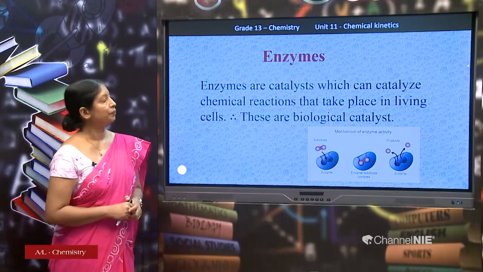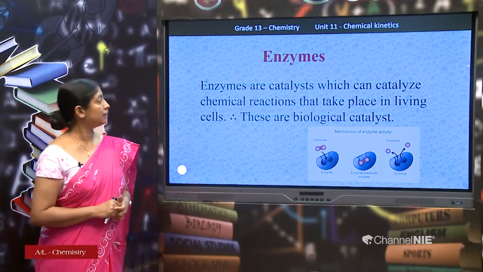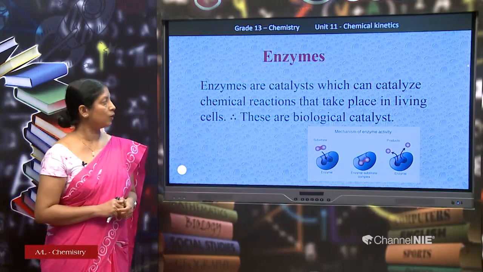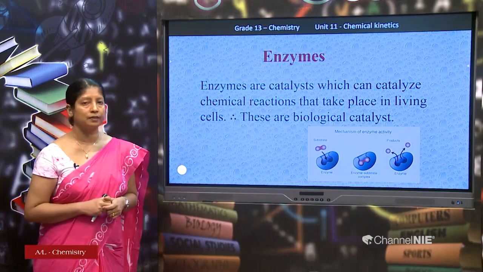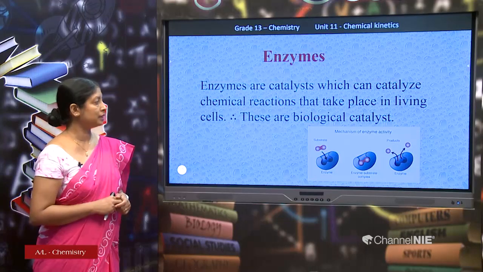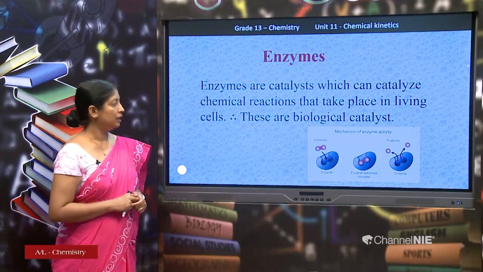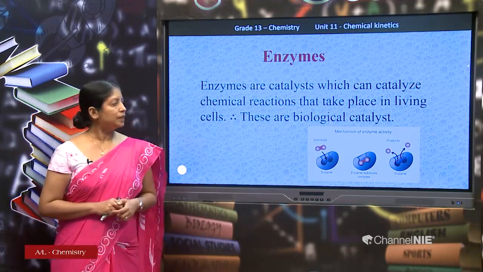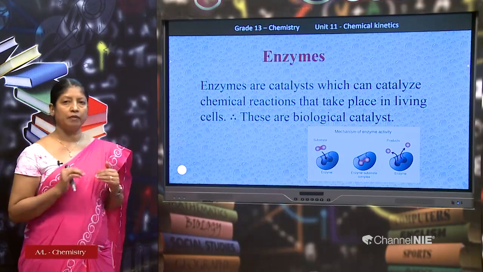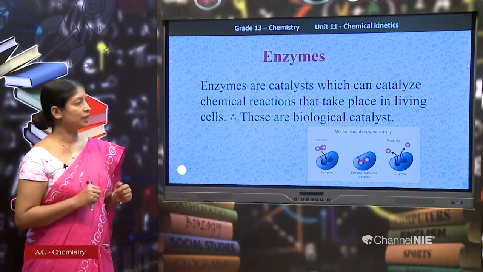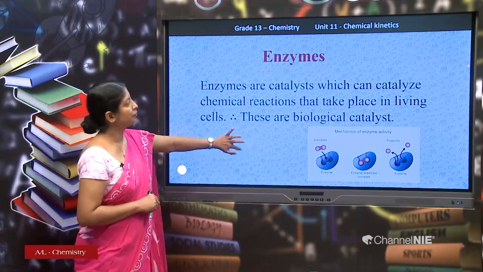The last type of catalyst is the enzyme. Enzymes are also catalysts which can increase the reaction rate in a biological cell. They can increase the reaction rate in a living cell. We call these biological catalysts. The characteristic feature of enzymes is that they are very specific, unlike normal chemical catalysts.